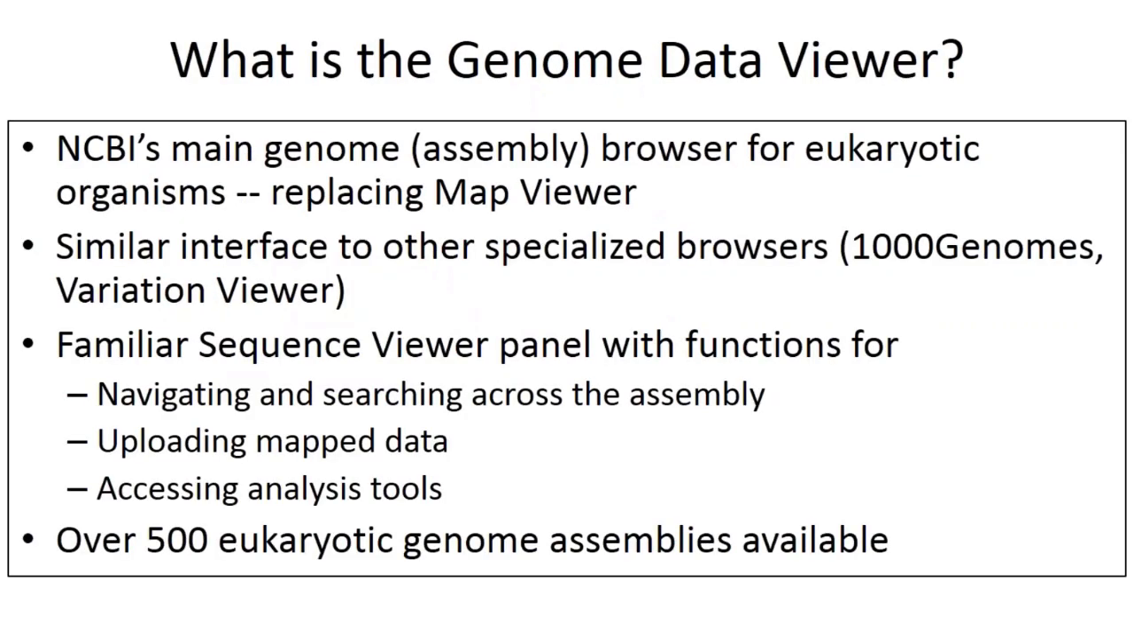So the Genome Data Viewer is now NCBI's main genome browser, and that really means the assembly browser for eukaryotic organisms. And this is replacing the Map Viewer, which is our original genome browser. You'll recognize the interface. It's similar to the other specialized browsers that we've had available at NCBI, like the Thousand Genomes browser and the Variation Viewer. Embedded in the center of all of those browsers is the familiar, I hope to you, Sequence Viewer panel that's present in places like Gene and in Nucleotide when you do the graphics view. It has functions for navigating across the assembly, uploading map data, accessing analysis tools. And right now in the Genome Data Viewer, we have over 500 eukaryotic genome assemblies available.